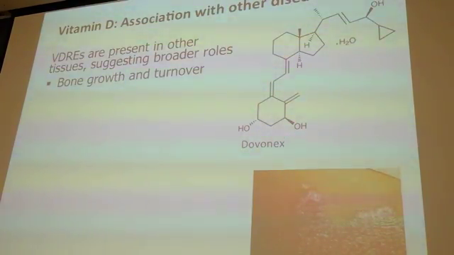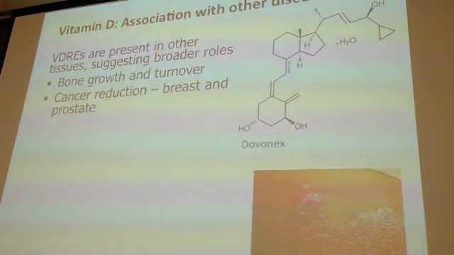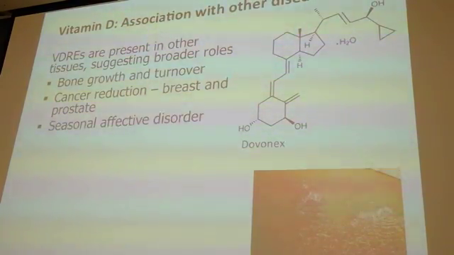So I just wanted to mention that vitamin D has been associated with many other different conditions. It's very clearly, and we understand the mechanisms in quite a bit of detail, regulating bone growth and turnover. But it's also been coupled to cancer reduction, both breast and prostate. The mechanisms by which it does this aren't precisely clear at this point, though the epidemiological studies seem to support this. It's also involved in seasonal affective disorder, which is a form of depression when you're not getting enough sunlight, which kind of makes sense.